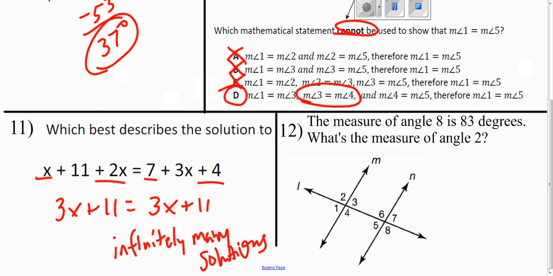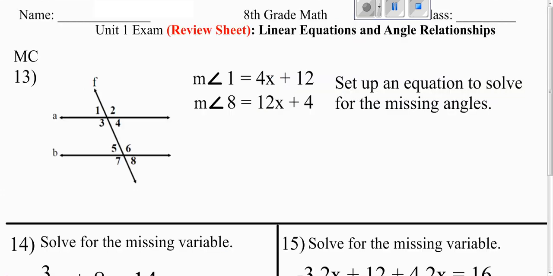Number 12, the measure of angle 8 is 83 degrees. What's the measure of angle 2? Well, angle 8 and angle 2 are alternate exterior angles, so angle 2 has to equal the same thing. All right, moving on. Halfway down.